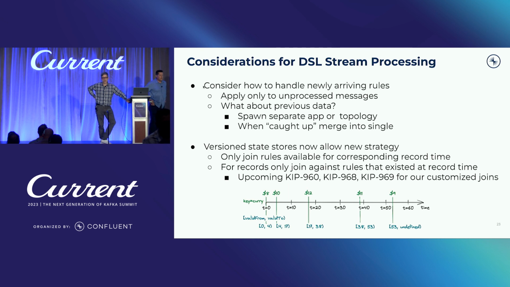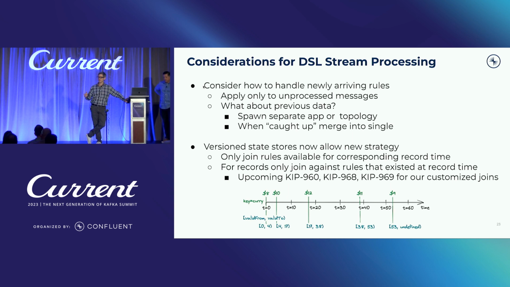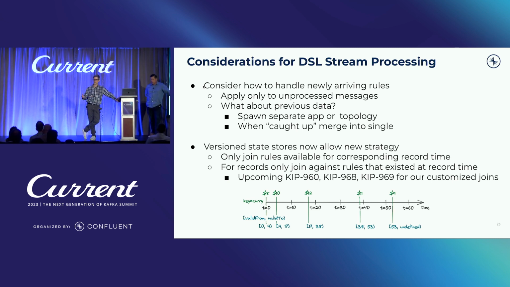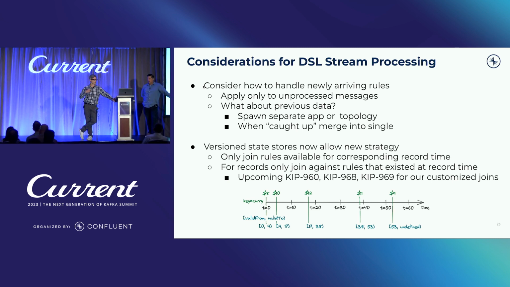Okay, so first, some general considerations when you're talking about DSL stream processing, aside from SIGMA. The first is, if you're going to do this, you really need to consider how you're going to handle newly arriving rules. Do you want to apply it just to the unprocessed messages, in other words, new ones coming in, or do you want to go back to the beginning? And if you're going to go back to the beginning, how are you going to handle that?